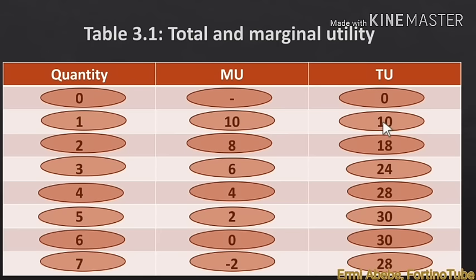ኦኬ ሰው አሁን እዚህ ጋር 0 ነበር. ከዛ 0 ላይ 10 ስንጨምር 10, 10 ላይ 8 ስንጨምር 18. You see, marginal utility ማለት additional satisfaction ናችን ማለት. Then when we add 6 on 18 we get 24, on 24 we add 4 we get 28, and on 28 we add 2 to get 30. On 30 we add 0 to get the same level of total utility, which is 30. On 30 we add minus 2 and we get 28 ማለት ነው.